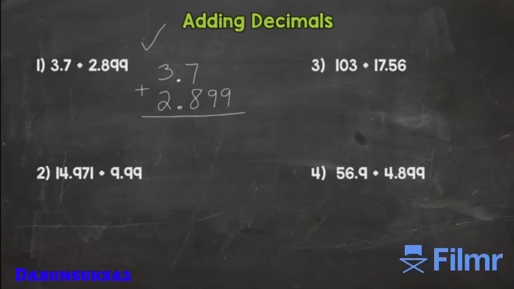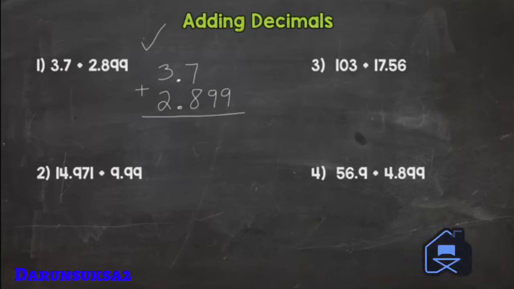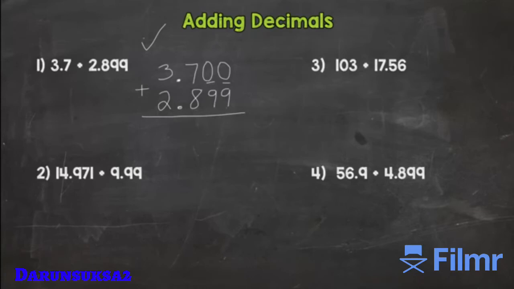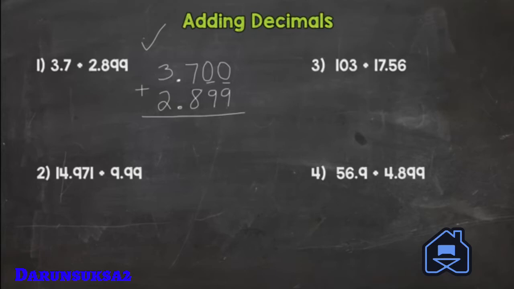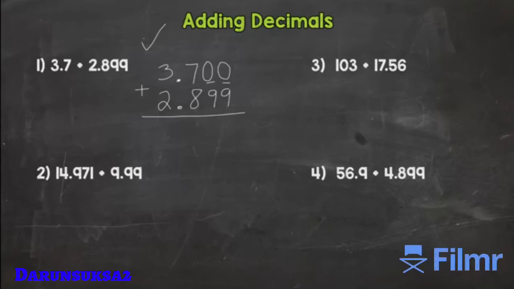But if you watch the equivalent decimal video or you are familiar with equivalent decimals, you know you can add zeros to the right of a decimal and it does not change the value. So I'm going to put a couple of placeholder zeros here so both numbers go to the thousandths place. And it's a little more lined up and looks a little better when it comes to setting up this problem. Okay, so we would be good to go with adding.